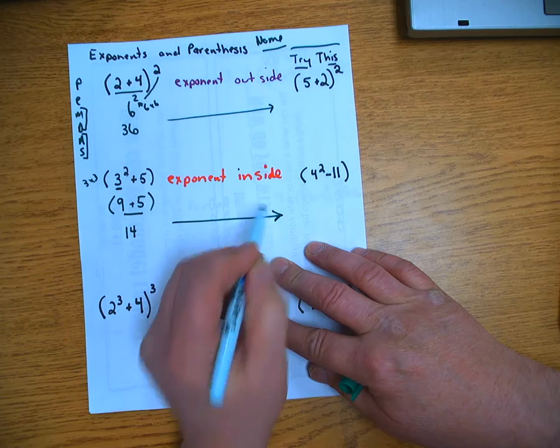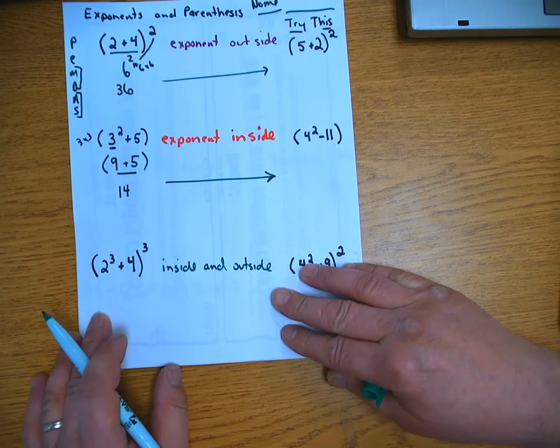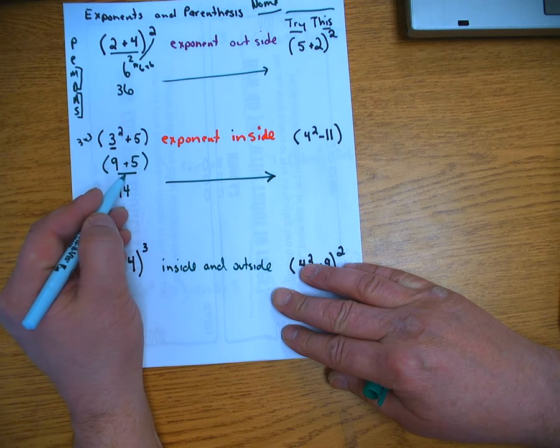So now you'll try this one. Follow the order of operations. Complete it. Remember to underline your step.